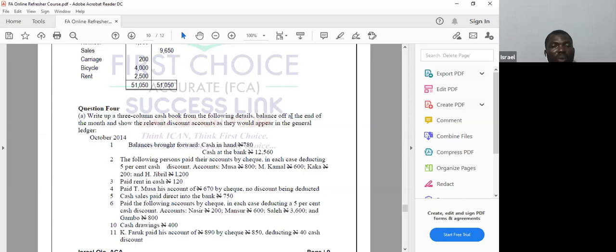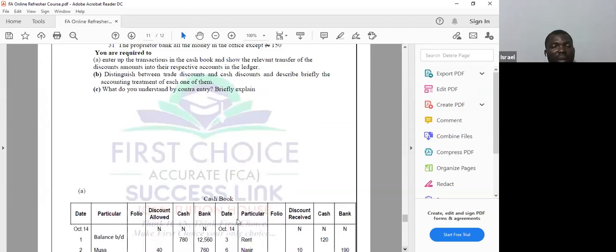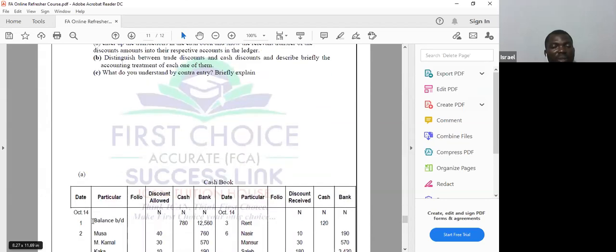Let's look at our cash book. Can you see we have our balance on October 1st? We have our balance brought down. It will be 780 and 12,560. So the cash is under the cash column, while the bank is under the bank column.